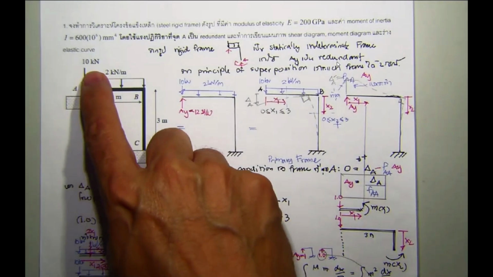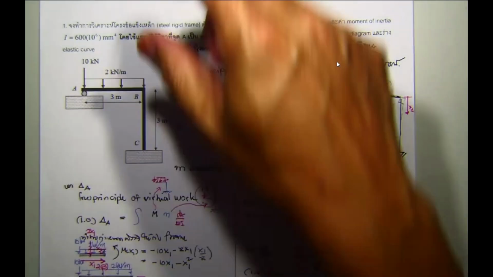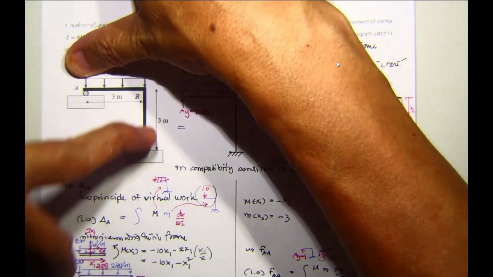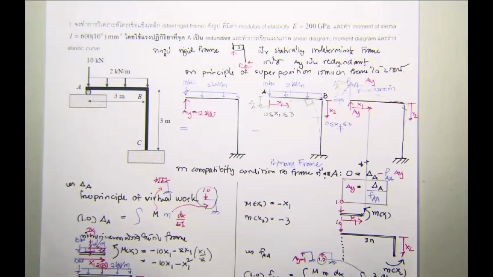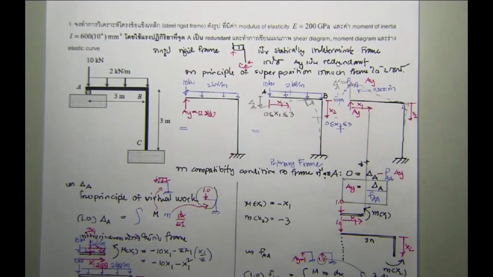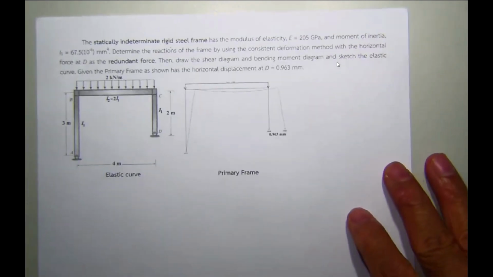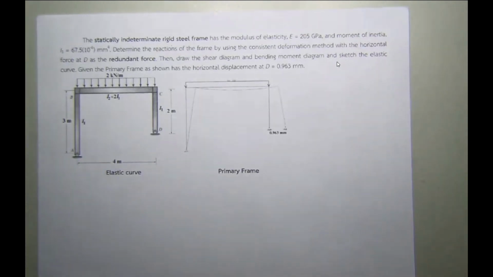The exam puts more load over here. This time, if I like, I can put the load over here at the middle of the column. That's going to be the final examination problem. So go to the Facebook group, download it, and try to solve it. All of these problems are already in our exercise examples.